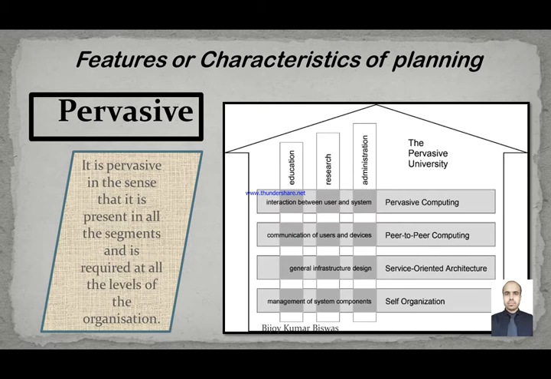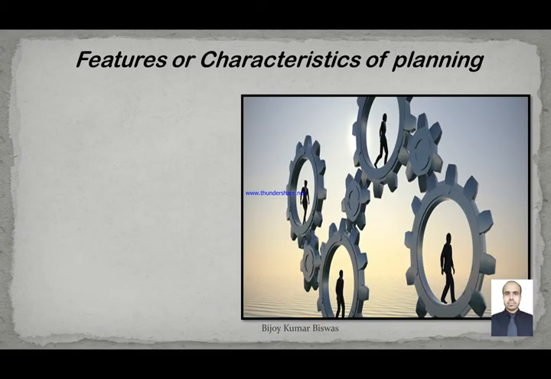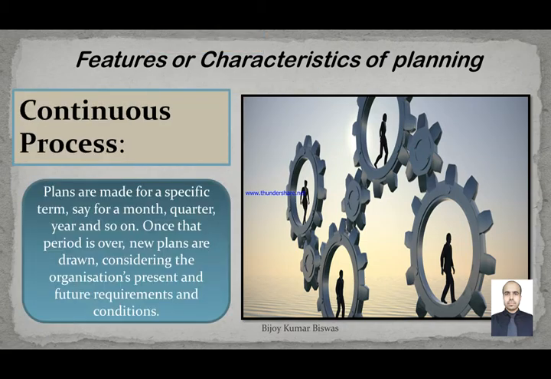Now we can see another picture. The picture shows that it is continuously rounding, giving its round and working continuously. So it is a continuous process. So planning is a continuous process. Why?